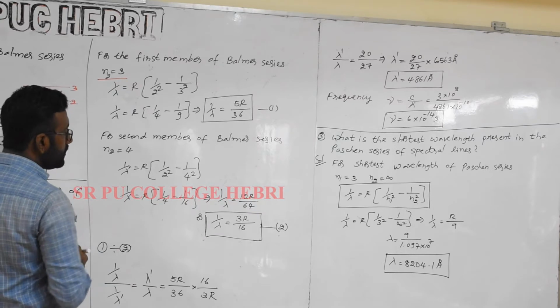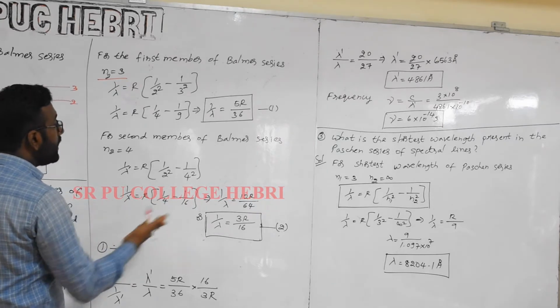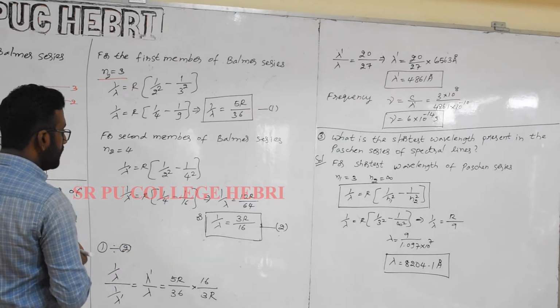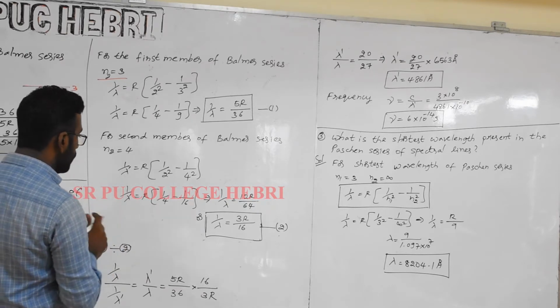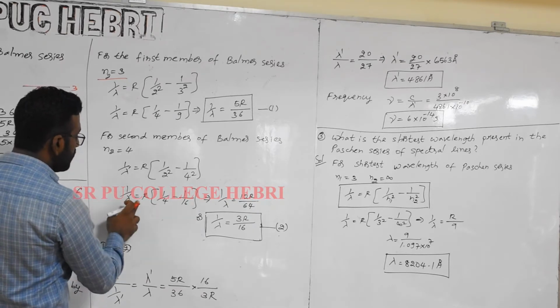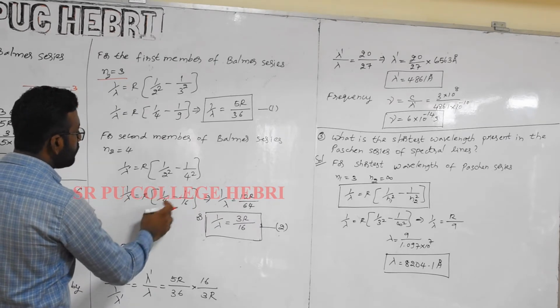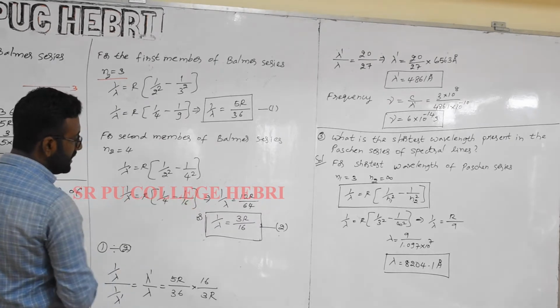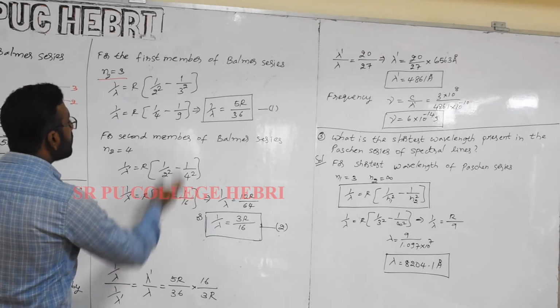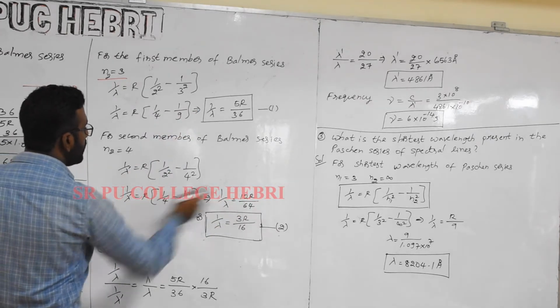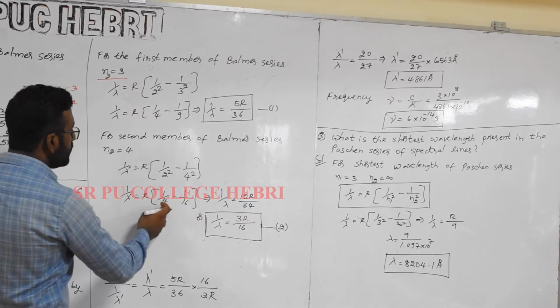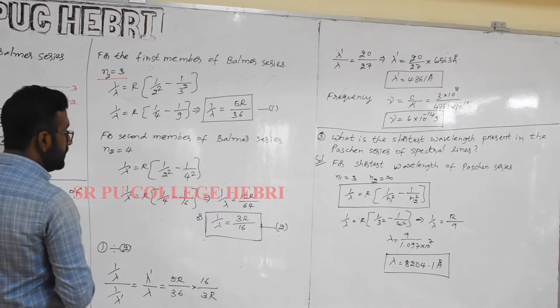Try to solve by yourself and finally analyze the value. Don't look at the board, just do the calculation on your own. So 1 by lambda dash is equal to R into 1 divided by 4 minus 1 divided by 16. Again, the same cross multiplication we have done there. It is 16 minus 4, which is 12. Then 4 into 16 is 64.